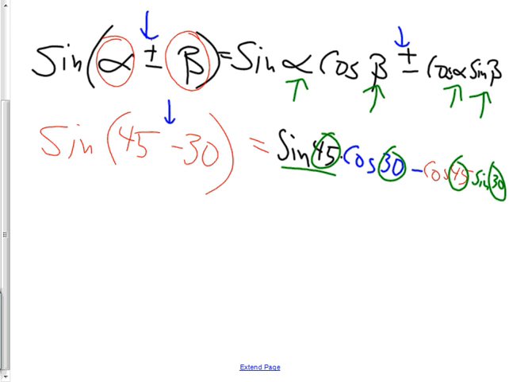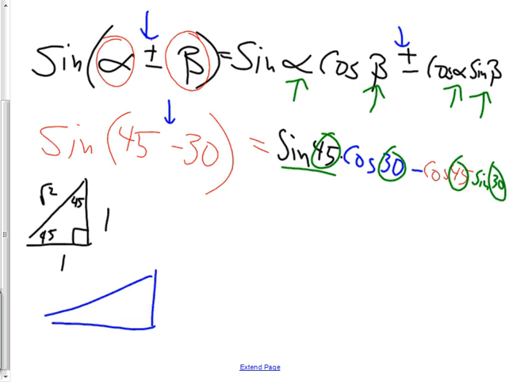So at the top of your page, make what I'm making here. 1, 1, square root of 2. And that's the 45, 45, 90. And what's the other guy you have memorized, I hope? 30, 60, 90. Looks like this. 30, 60, 90, 1, 2, and the square root of 3.